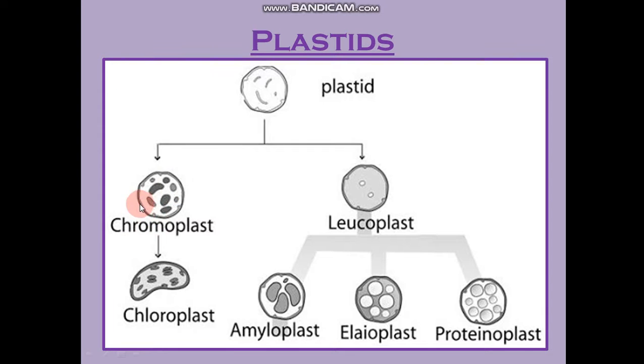Chromoplasts, if they have a specific color, that is green color, are called chloroplasts, because they have a special green colored pigment, which we call chlorophyll. So this chlorophyll will be present in the chloroplast.